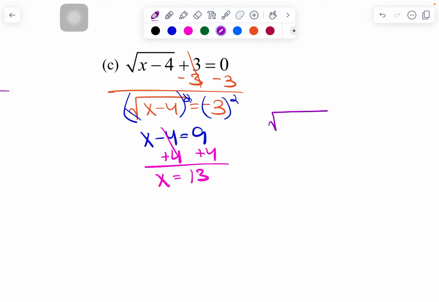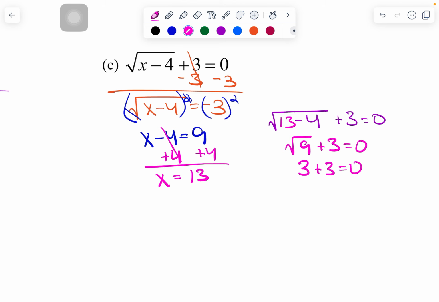So I've got my square root. Where I have an x, I'm going to leave it blank for right now. So minus 4, then plus 3 equals 0. And we figured out that x was 13. So quick checks here. 13 minus 4 is 9. All right, so I've got the square root of 9 plus 3. Well, the square root of 9 is 3. And 3 plus 3 equals 0. I have a problem with this because 3 plus 3 is 6, not 0. So that is a false statement.